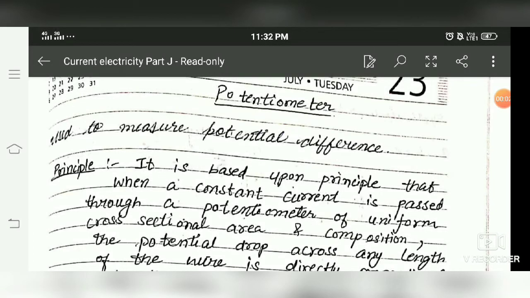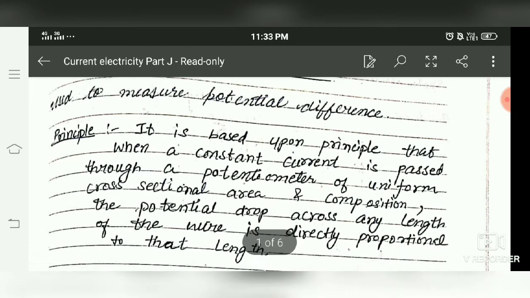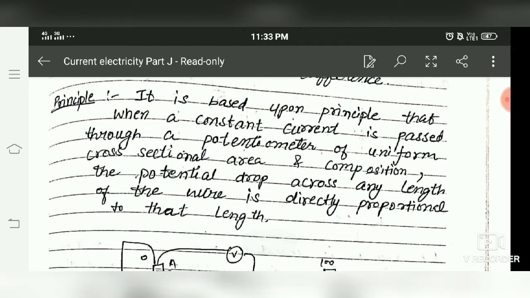Now in this video we will learn about the potentiometer. What is a potentiometer? A potentiometer is a device which measures potential difference between 2 points. So what is the principle of this device?